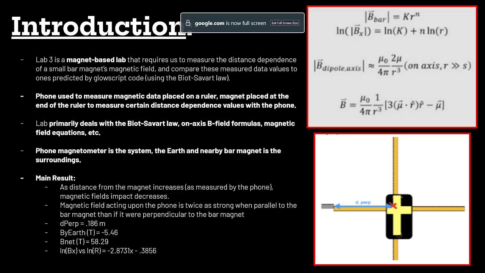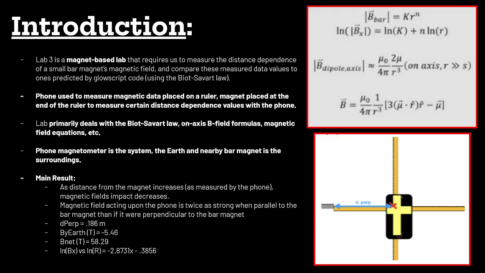This lab is a magnet-based lab that requires us to measure the distance dependence of a small bar magnet's magnetic field and compare these measured data values to ones predicted by a GlowScript code. We used a phone to measure magnetic data placed in a ruler. The magnet was placed at the end of the ruler to measure certain distance dependence values with the phone, similar to how it's demonstrated here. This lab primarily dealt with the Biot-Savart law, on-axis B field formulas, magnetic field equations, etc.